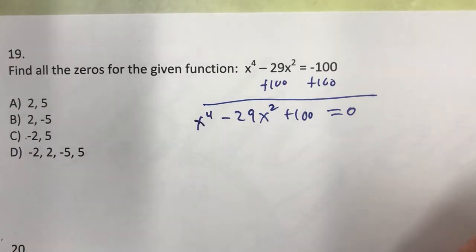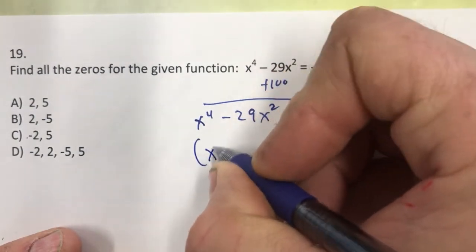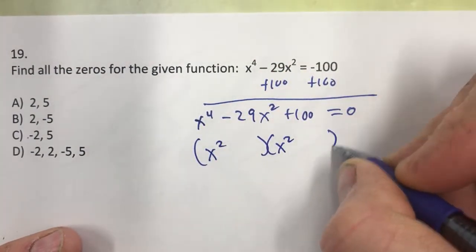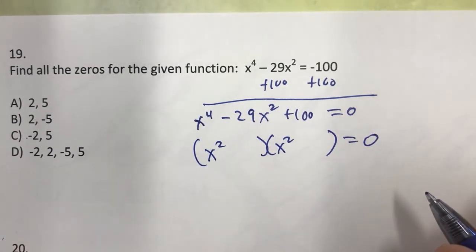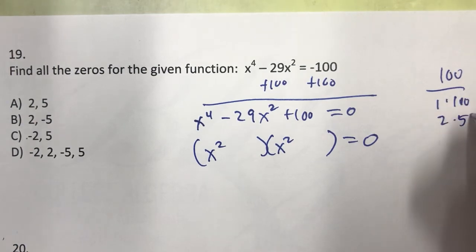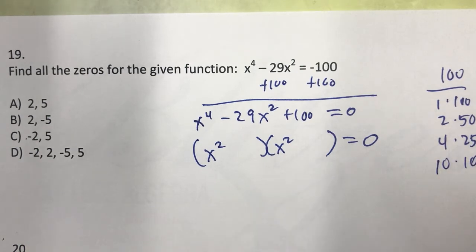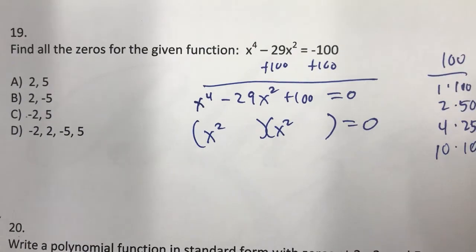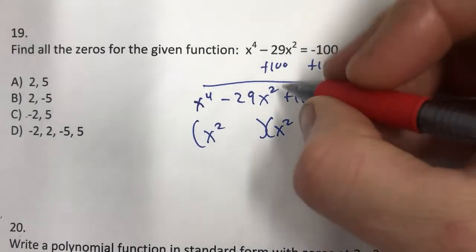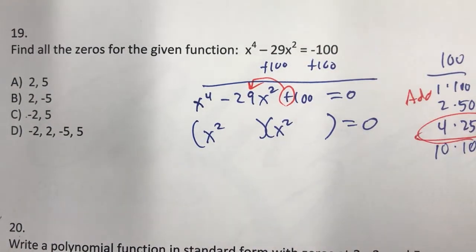And if you notice, this is x to the fourth, that's x squared. The exponents are doubled, which means when I factor this, I'm going to have x squared plus or minus something. So let's take my 100. 100 divided by 1 is 100. 100 divided by 2 is 50. 100 divided by 3 is a decimal. 4 and 25. 6 doesn't go. 7, 8, 9, 10, and 10. Now, since we've got a plus in front of that 100, I need to add these numbers. And I'm supposed to get 29 right there, 4 and 25.